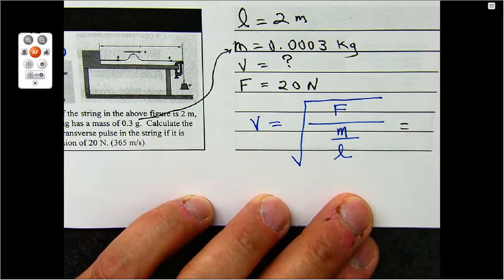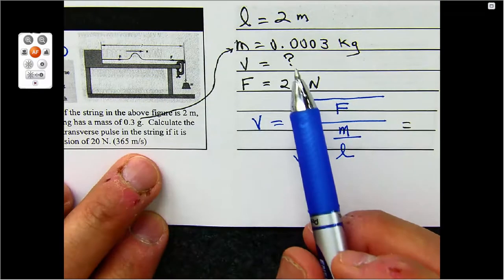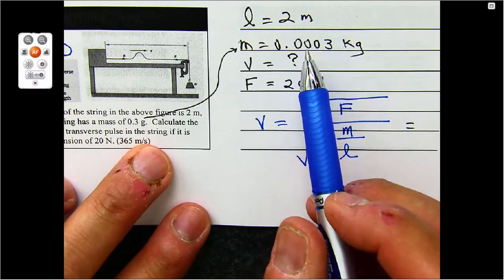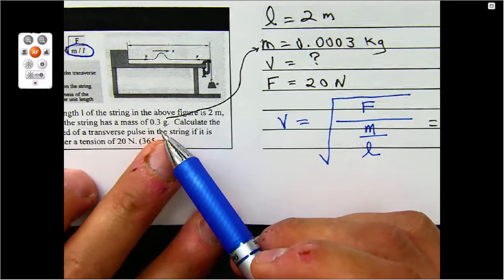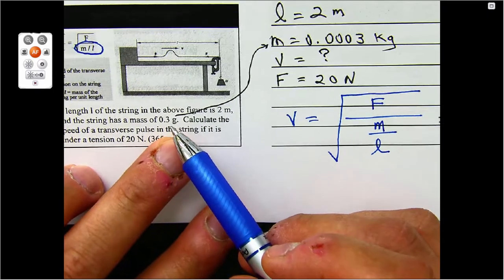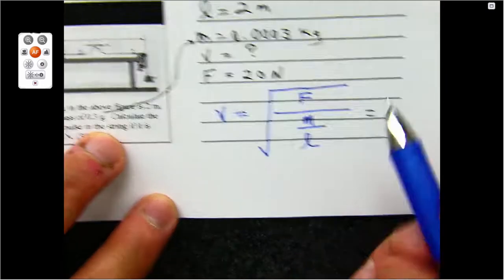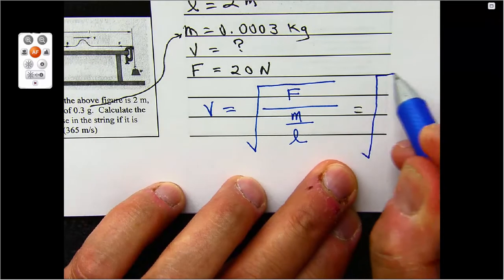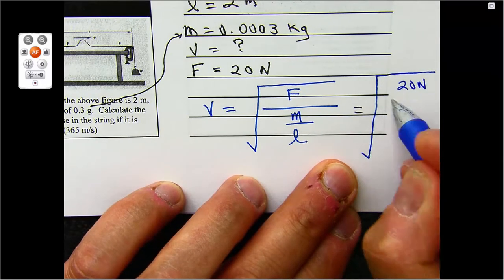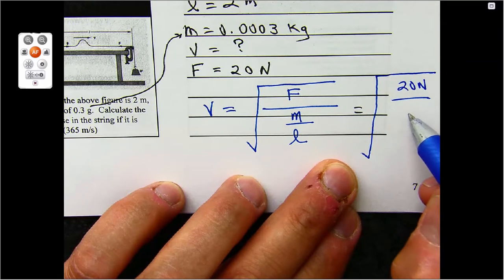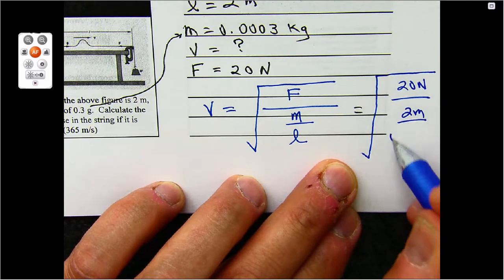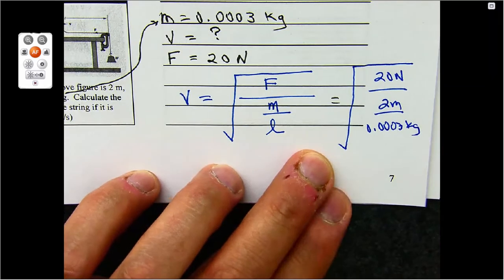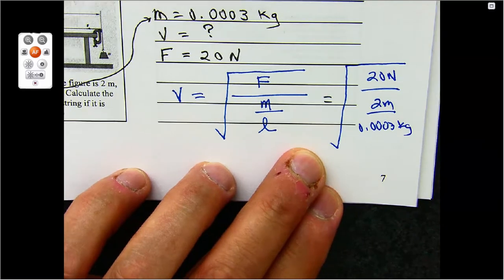Yeah, it's a mass per unit length of the string. So you could cut off 2 meters of this string and mass it, and you should get 0.3 grams. So you have a mass per unit length, you have a force. We should be able to get a velocity of this, and if we do this, 20 newtons over 2 meters divided by 0.0003 kilograms. And we got to square root the whole thing.